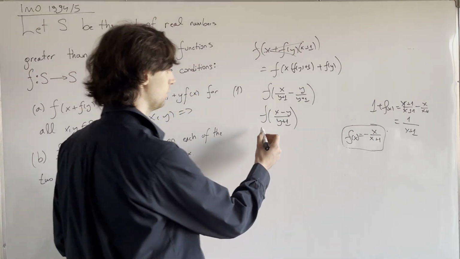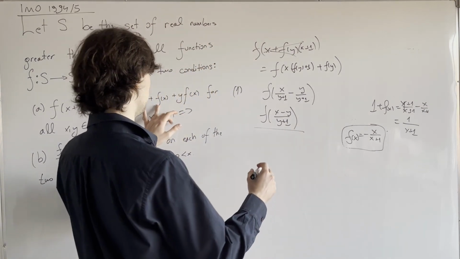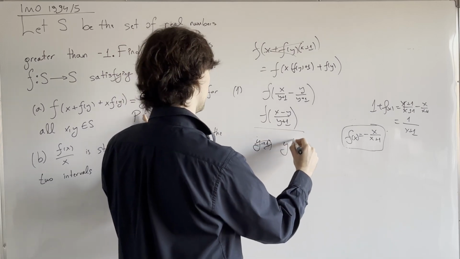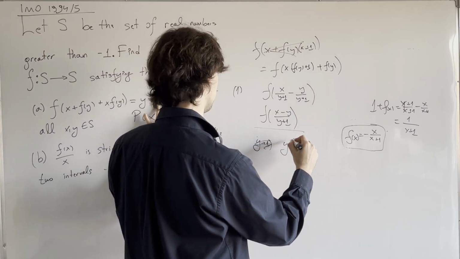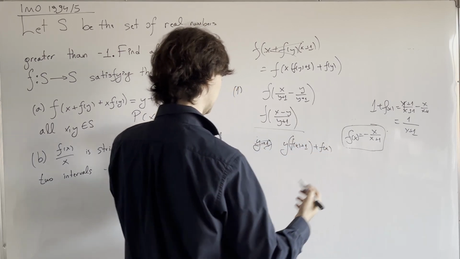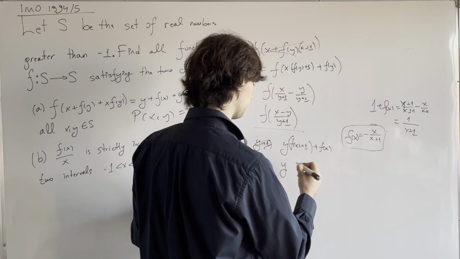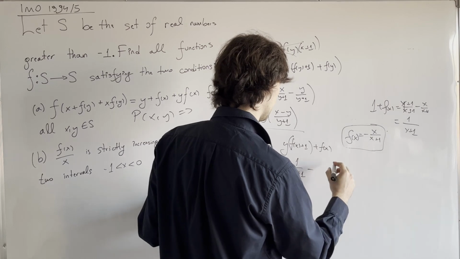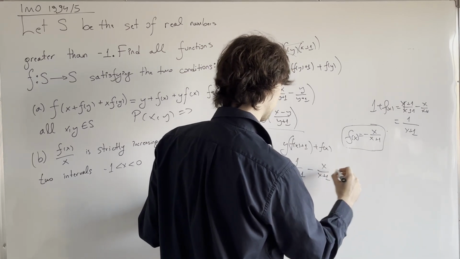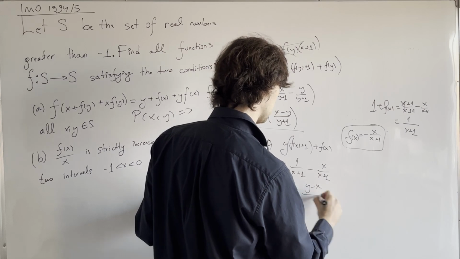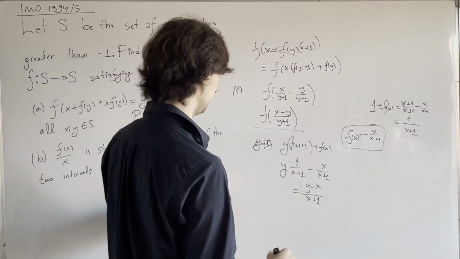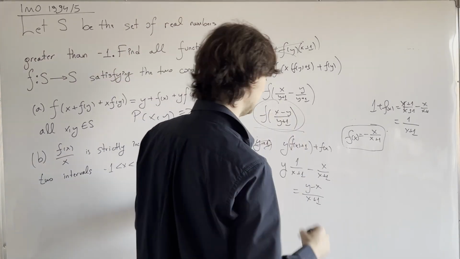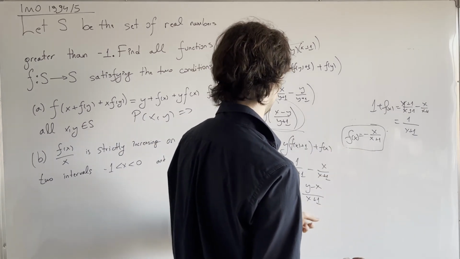So we have f of this needs to equal, we have now y plus 1, then we have y f of x plus 1 plus f of x, and this is going to give us y times 1 over x plus 1 minus x over x plus 1. This is going to give us y minus x over x plus 1. Interesting, it's like they switched sides. And we need to show that this, when we apply f, is going to equal this.